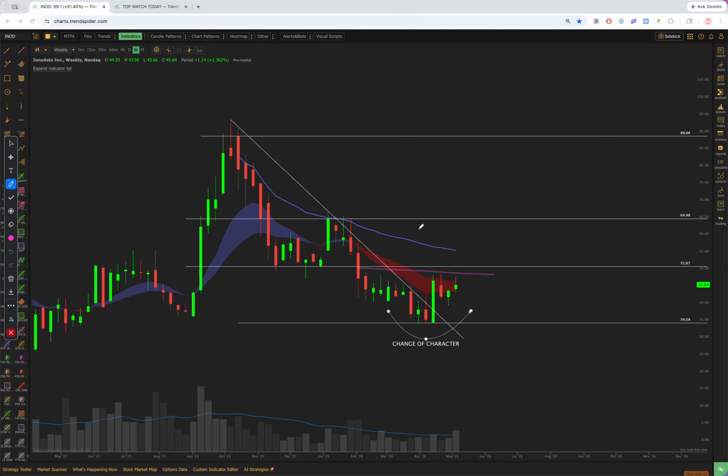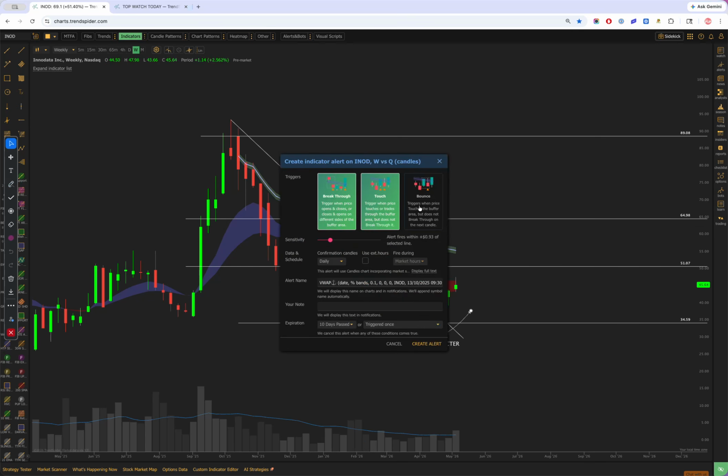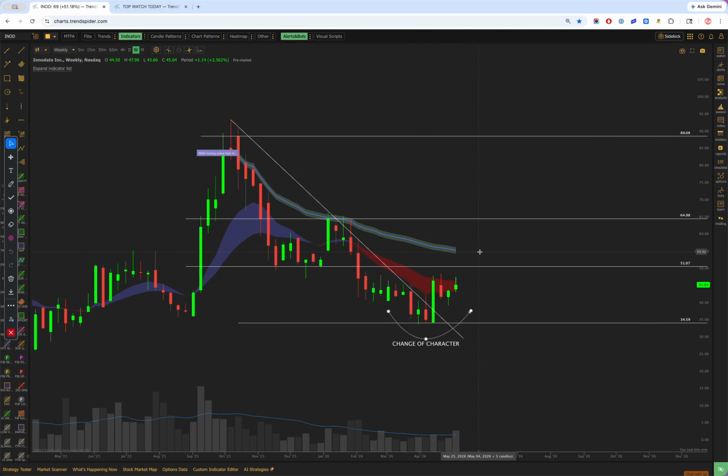So what I would do is set an alert on that level. In TrendSpider, I basically create an alert at this line: breakthrough, touch, and bounce. And I'm going to say, INOD testing swing high AVWAP. That's the anchored VWAP. I'll set it for like 90 days. I'll trigger it once. I create the alert, and that's it. Now it's set it and forget it. I want to know the next time we test this level.